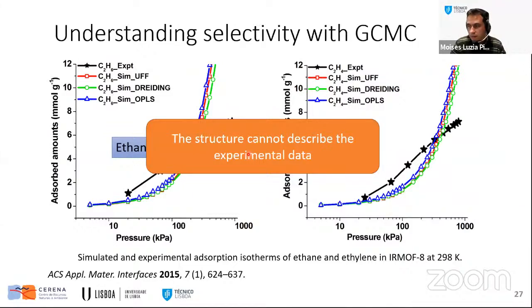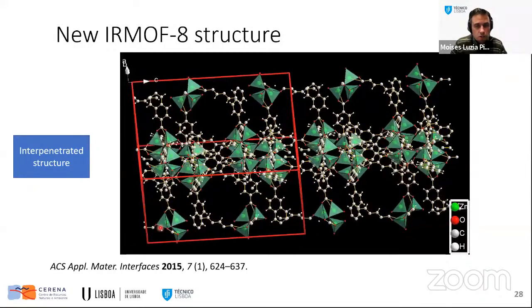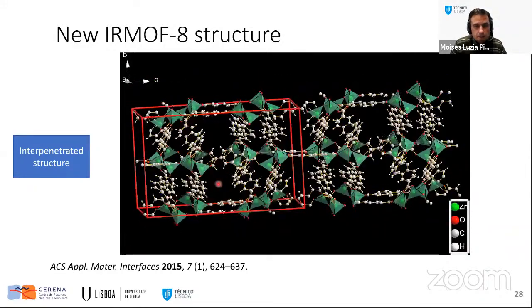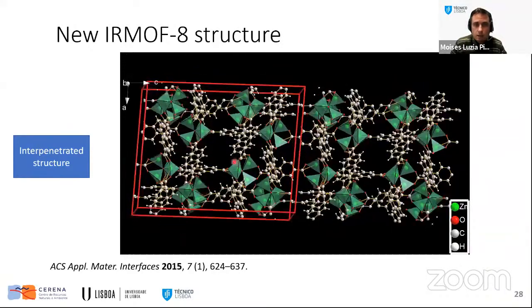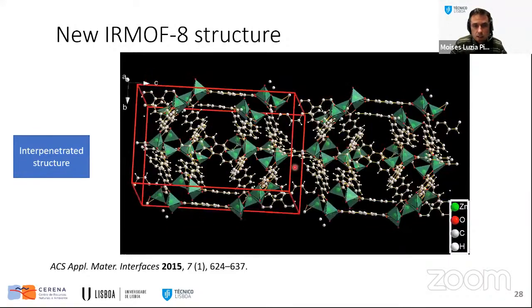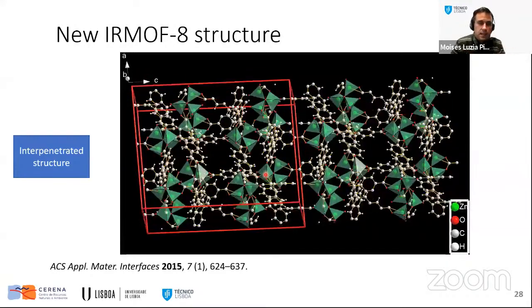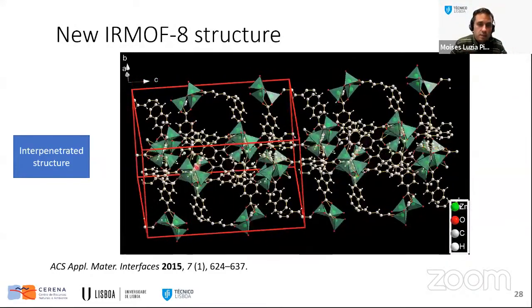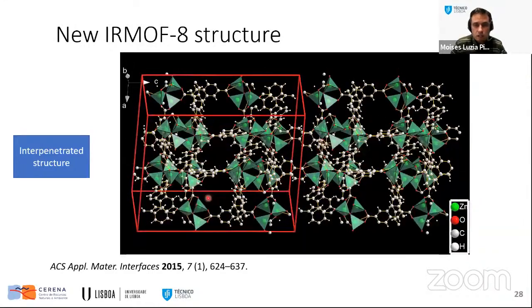So what we did afterwards was to look into the literature, and we found that in fact people were reporting some interpenetrated structures for IRMOF 8. And when we use this interpenetrated structure, it means that we have two intergrown structures of IRMOF 8, and one is growing in the middle of the other one. So the space is more crowded, as you can see in here.